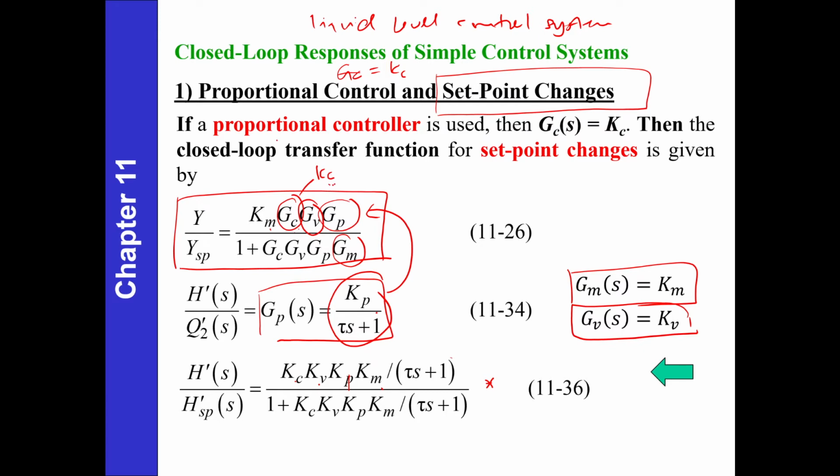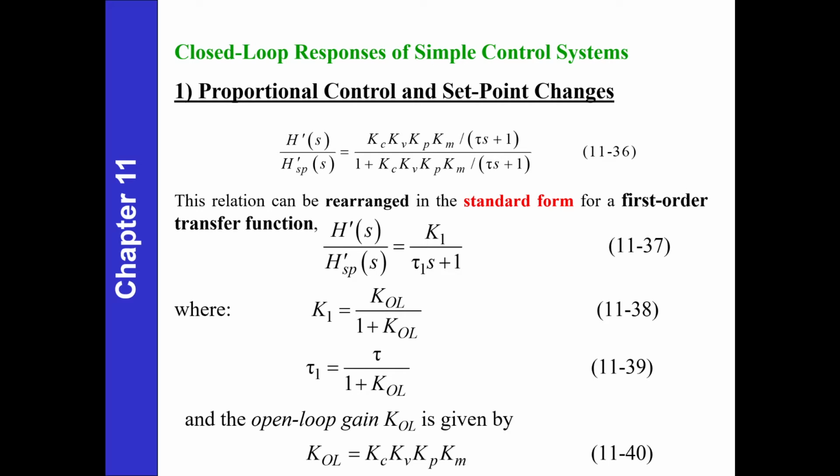Why only KC? Because we have only proportional mode. Why is GV equal to KV? You have to refer to the given information previously. GP is a first order, and the rest are also the same. Substitute GC, GV, GP, and GM until you get this equation. If you still didn't get this equation, you have to inform me, but you have to try it first.